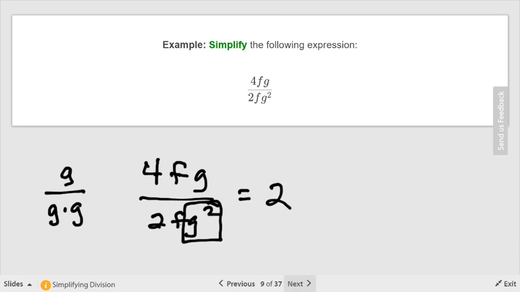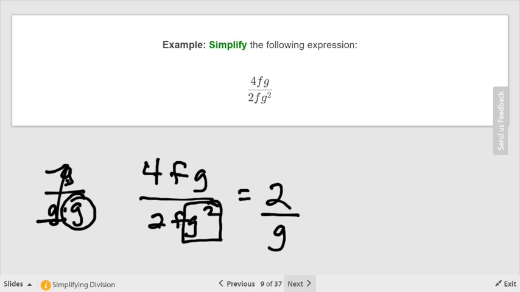Do you agree? Now, one of these g's in the top and one of these g's in the bottom will turn into a what? 1. So we don't need it. But what do you notice? That we still have what? A g. And where is it? In the top? Bottom. It's in the bottom. So if it's in the bottom, it has to stay in the bottom.